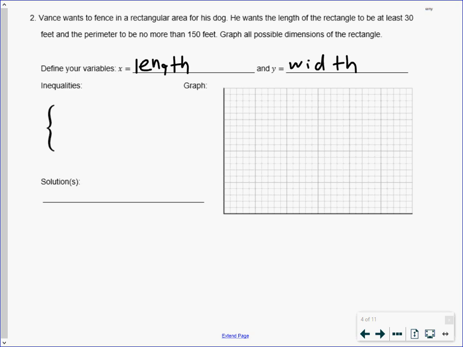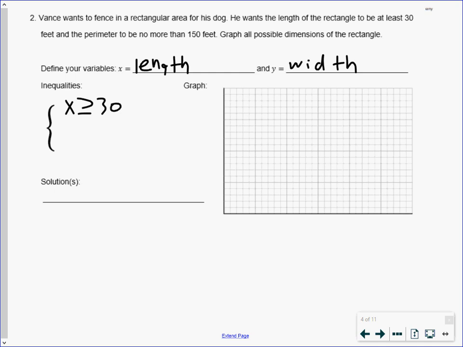All right, so x is our length, y is our width, and now we're going to figure out what our inequalities are going to be. So we're going to go back to the problem, see what it tells us. The very first thing it tells us is that he wants the length of the rectangle to be at least 30 feet. So he wants x to be greater than or equal to 30.